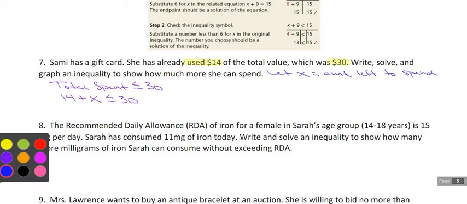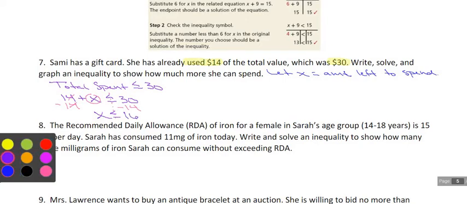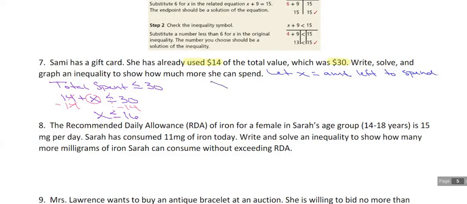All right, so we're going to go ahead and solve this inequality by simply subtracting 14 from both sides. So we've got X is less than or equal to 16. So here is the inequality, how we can write the solution. X is less than or equal to 16, and now let's verbalize it.